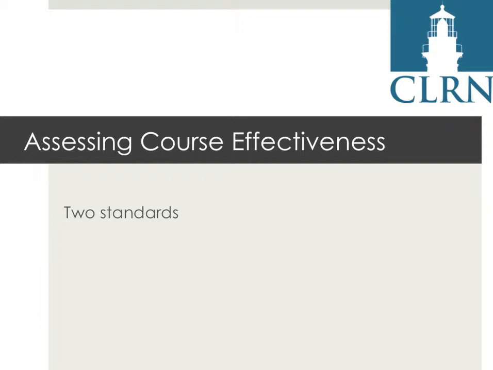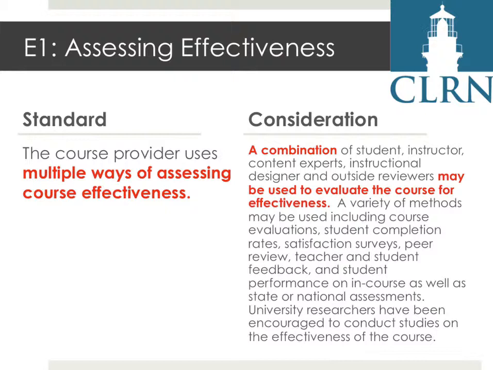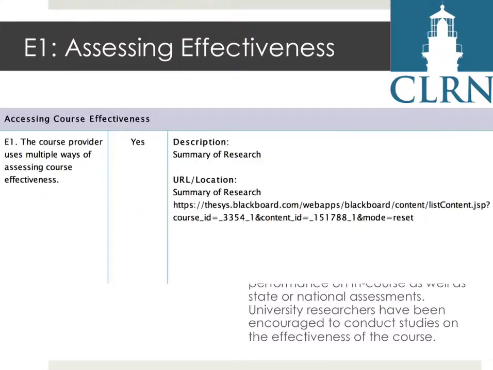The first strand, assessing course effectiveness, has 2 standards. Standard E1, assessing effectiveness, asks how the course publisher evaluates course effectiveness, with the expectation that there are multiple measures. The consideration states that a combination of stakeholders may be used, including students, instructors, content experts, instructional designers, and outside experts, using course evaluations, peer reviews, teacher and student feedback, and student performance as their measures. We ask publishers for both a description and a URL or location where we may find course evaluation information.